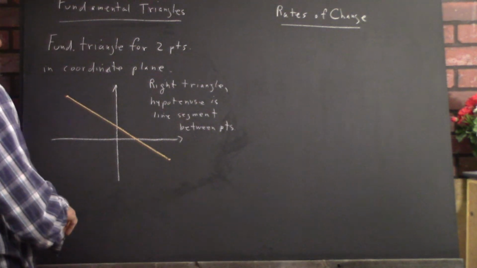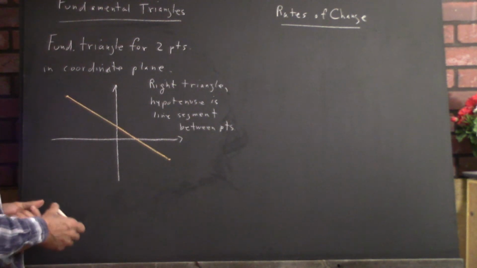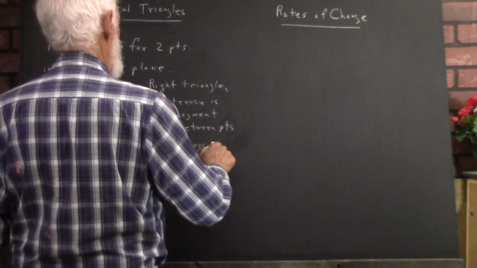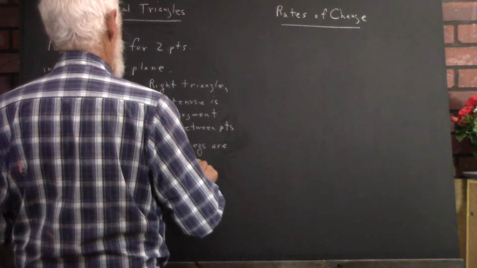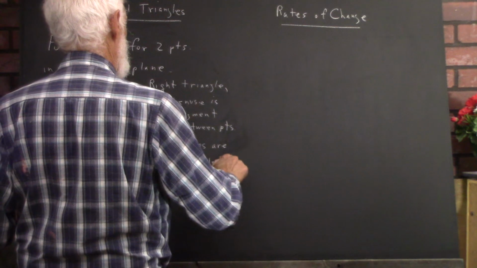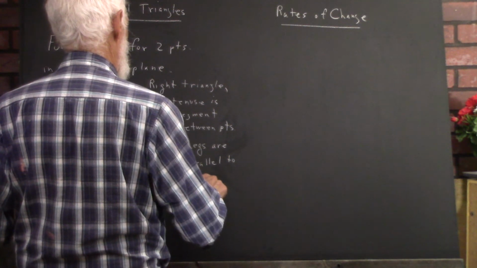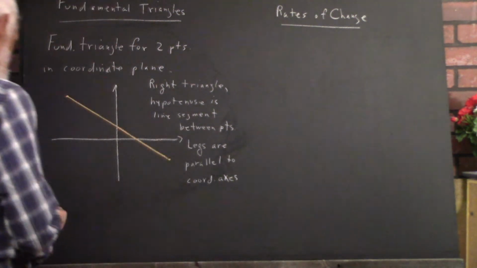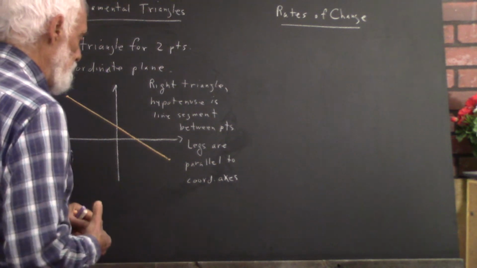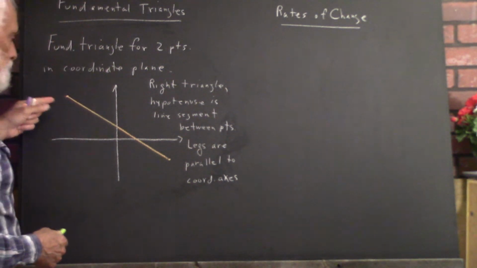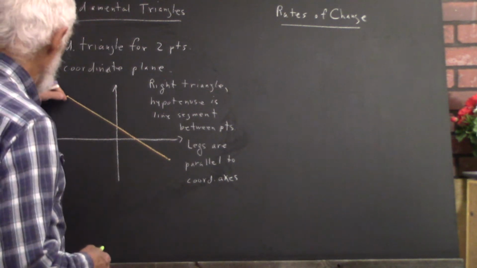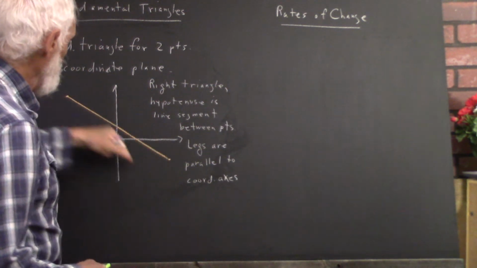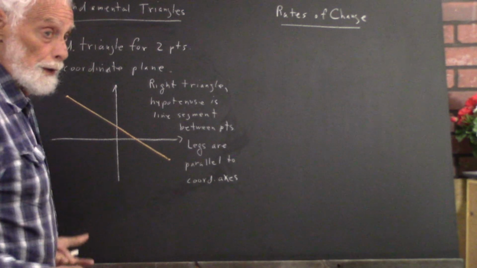Okay? The legs are parallel to the coordinate axes. So what's that mean? Well, it means that this triangle has to have 2 legs. I could draw a right triangle. I'd have a leg going this way and come down here until I need a right angle to get back there. But this leg would not be parallel to either coordinate axis.